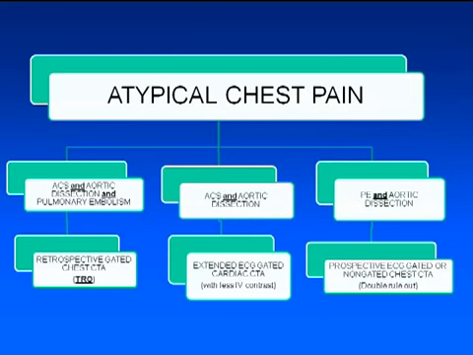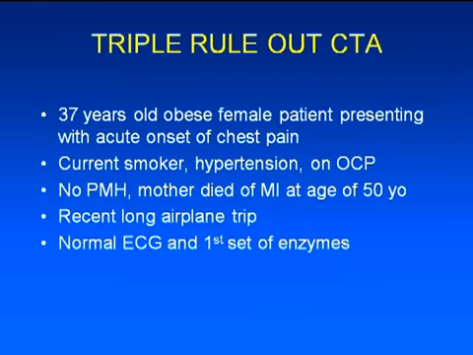That's the indication. An example of that would be if you have a 37-year-old female, she's obese, she's presented with acute onset of non-specific chest pain, she's a smoker, hypertensive, she's on oral contraceptive, she doesn't have any past medical history, she never had an infarct, no stents, no CABG, but her mother died at a young age of 50 from an MI. She had a recent long airplane trip, let's say she came from Brazil to the STR, and you did a first EKG, it's normal, you do a first set of enzymes, and it's normal.